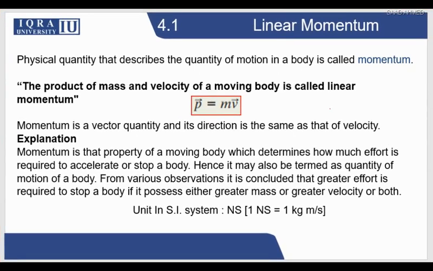Okay, so we have here the definition. The product of mass and velocity of a moving body is called the linear momentum. P is equal to mv. The momentum is a vector quantity, as you can see, because it has direction and magnitude.